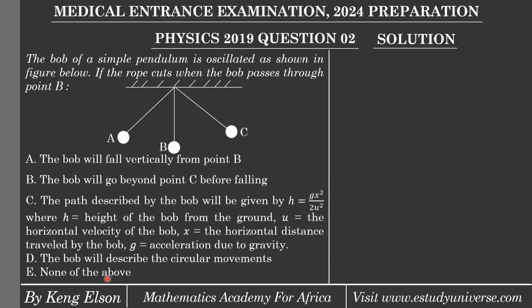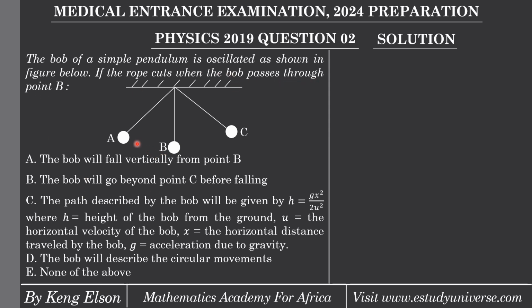Alright, so I would first of all like you to visualize a bulb moving in simple harmonic motion, because it is oscillating. It maybe moves from point A to point B, then to point C, and it's kind of oscillating, right? So the question says that if the rope cuts when the bulb passes through point B, what happens?